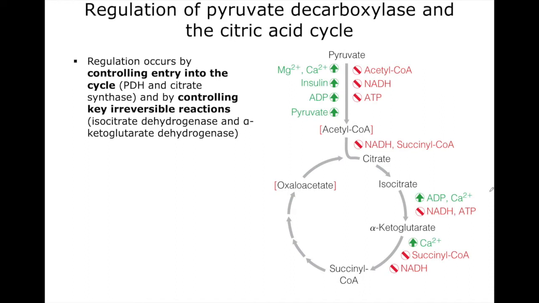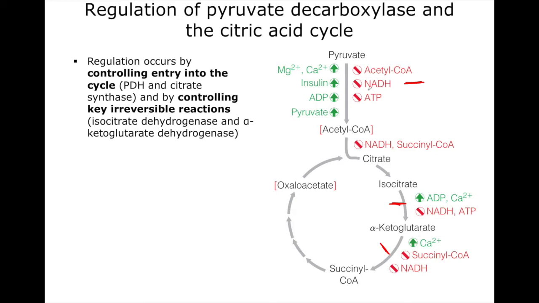There are three major points of regulation in the citric acid cycle. The first and major regulation point is control of flux into the citric acid cycle. So basically, the control of the pyruvate dehydrogenase complex. The second important step is isocitrate dehydrogenase. And the third is the alpha ketoglutarate dehydrogenase complex. So these are the three major points where our citric acid cycle is regulated.